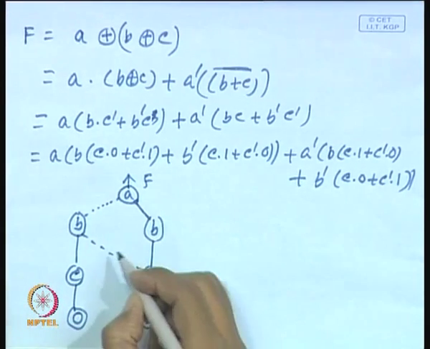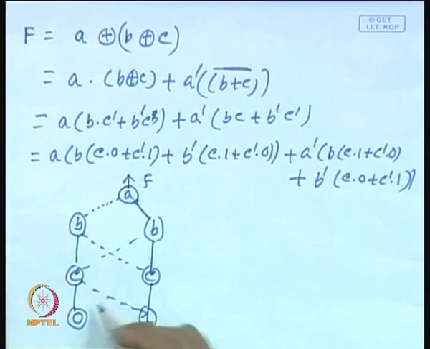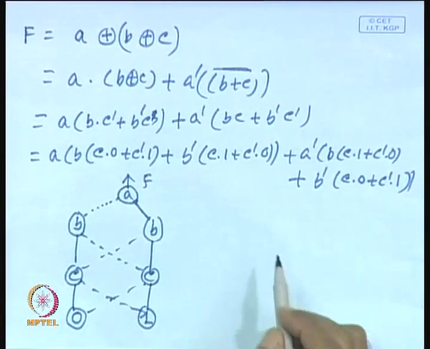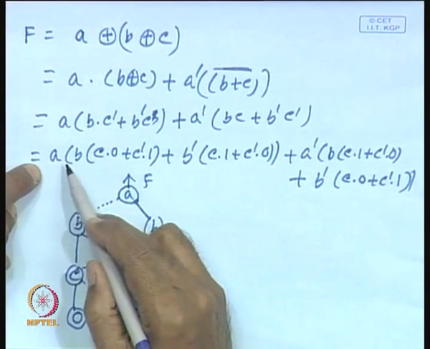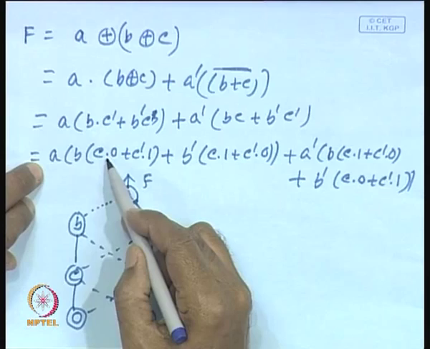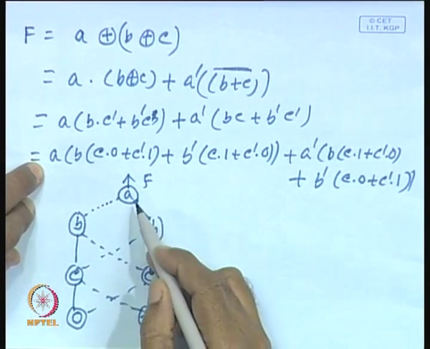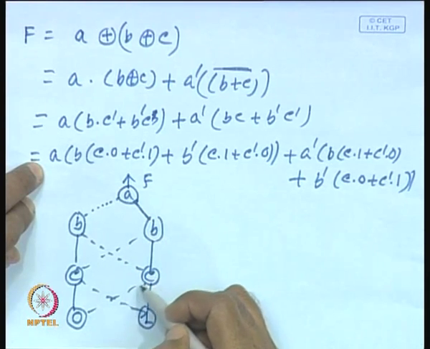These are the dotted lines and this is another dotted line. So, you can see if we follow this, A B C dot C dot 0 and A B C bar dot 1, A B C bar.